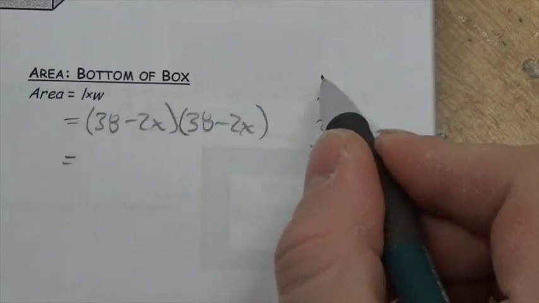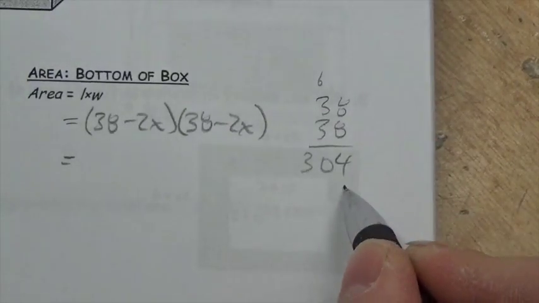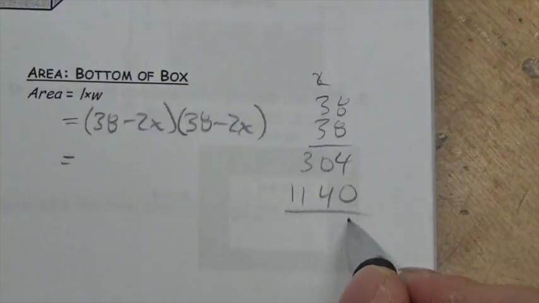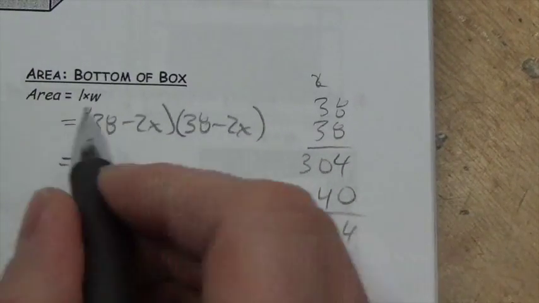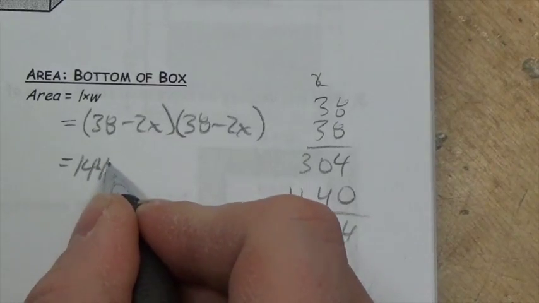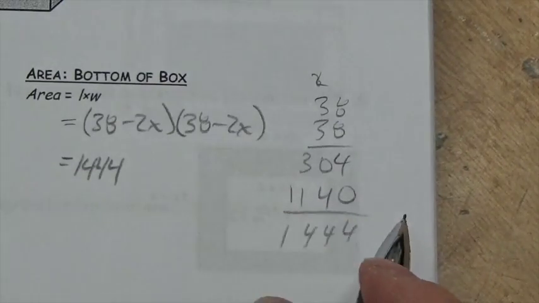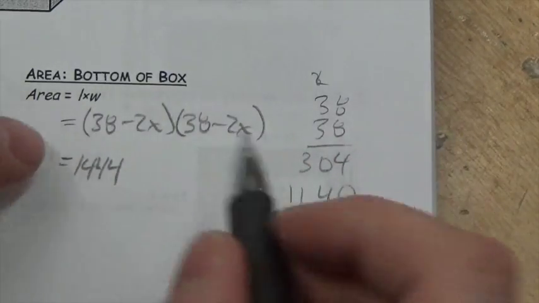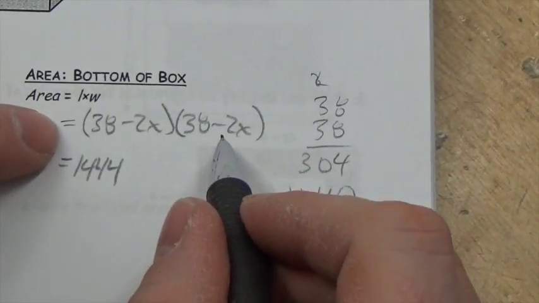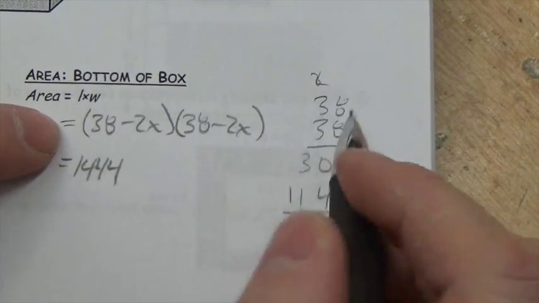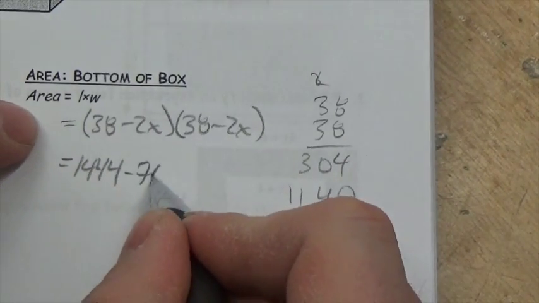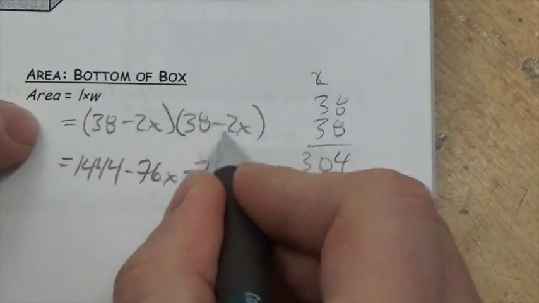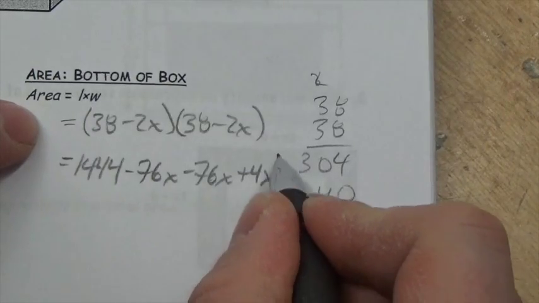Wow, that was an awesome number. 1,444. Okay. 38 times negative 2 is going to be, well, 35 times 2 would be 70, so I'm just going to be 76. So minus 76x, minus 76x, and then negative 2x multiplied by negative 2x will be positive 4x squared.